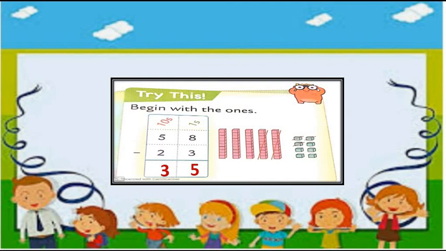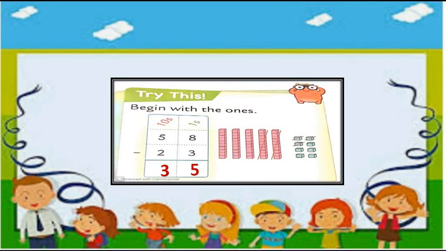58 minus 23 is equal to 35. My dear students, this was the understanding of double digit subtraction. In the next lecture, we will practice more with lots of sums regarding the same.